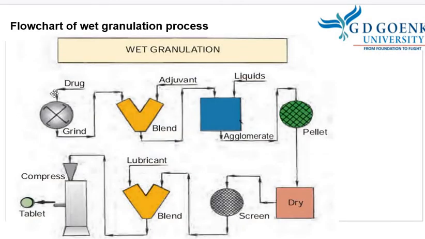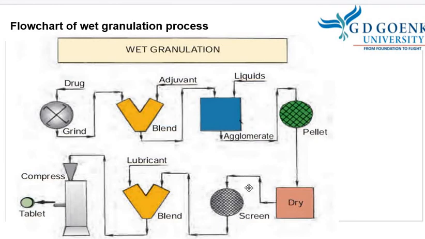So this is a wet granulation process wherein the drug is ground if required to meet the desired particle size, and then the drug along with the other excipients, binder and diluent, are blended. Thereafter, wet granulation is done using a rapid mixer granulator. The binder in the form of binder liquid is added to it. Agglomerates are formed. The small agglomerates formed are then dried using a fluidized bed dryer.